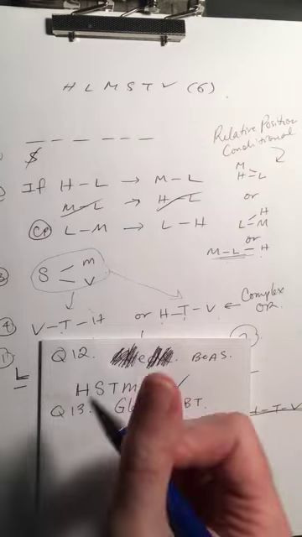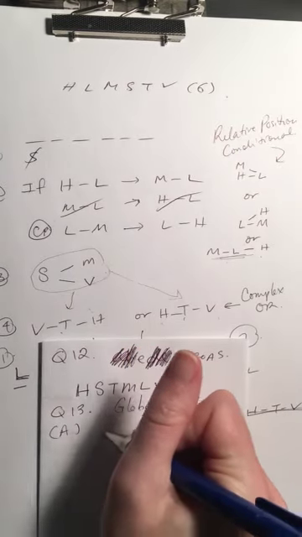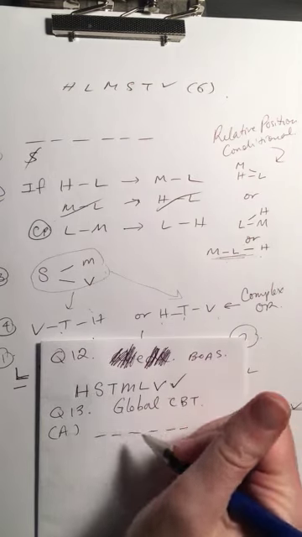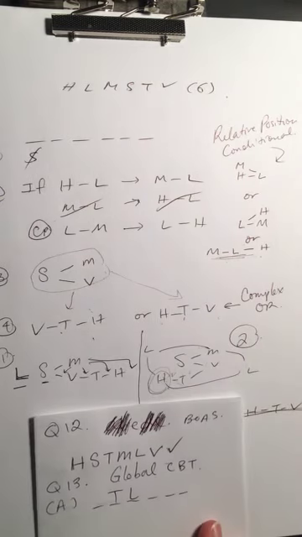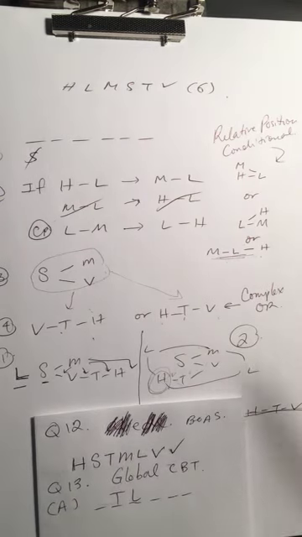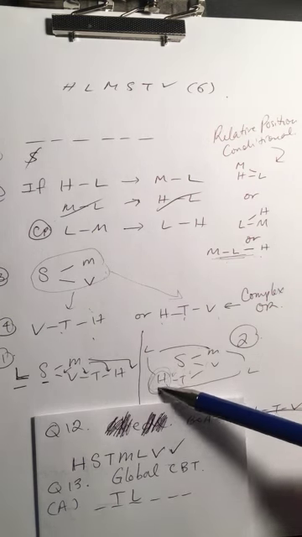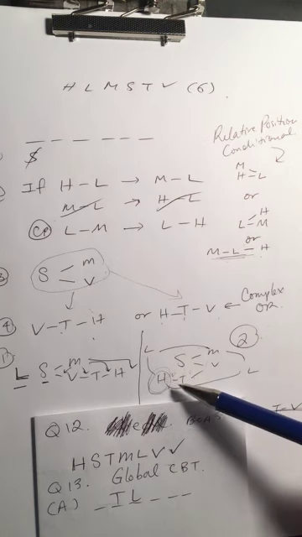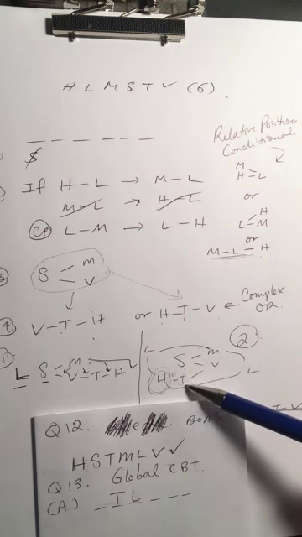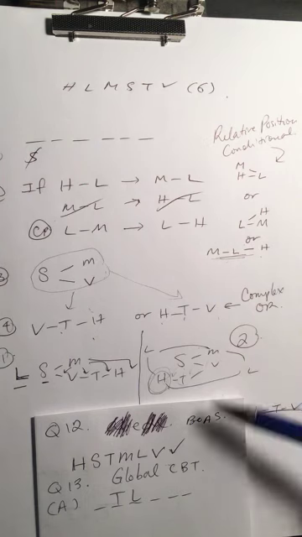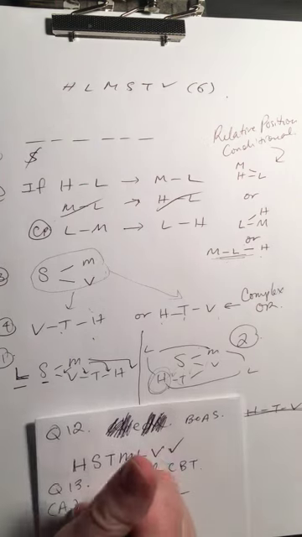So answer choice A, if the table is second and the lamp is third. So table second, lamp third. Here we'd have H before T, right? The table could be second here, but then the lamp has to be after M as well. So A is not going to work.